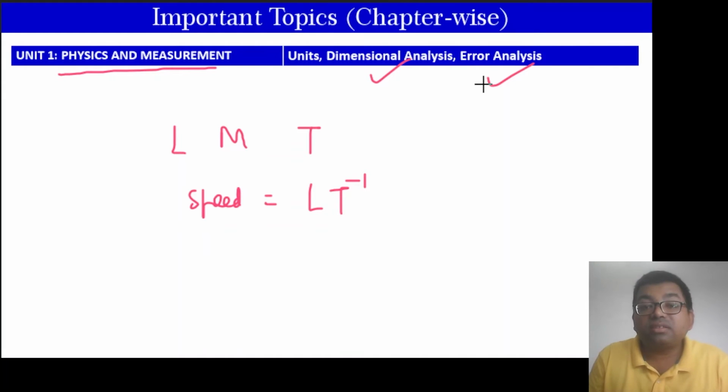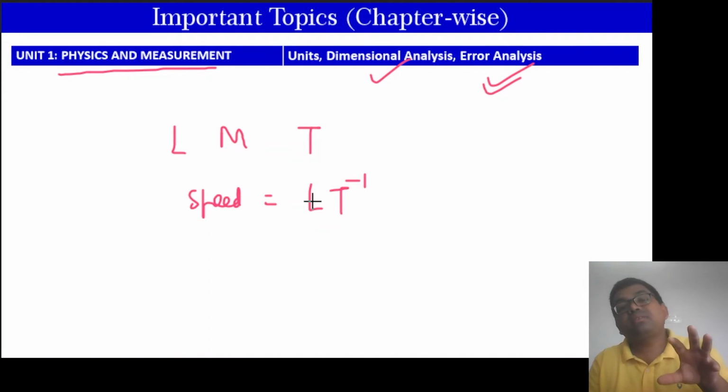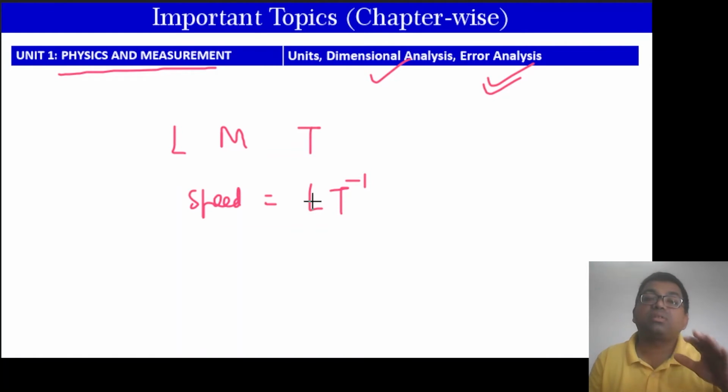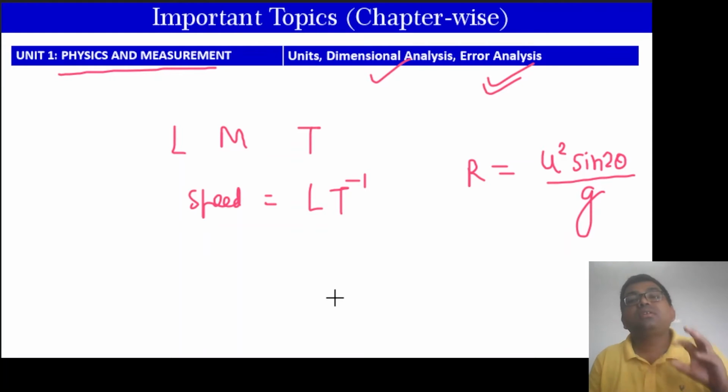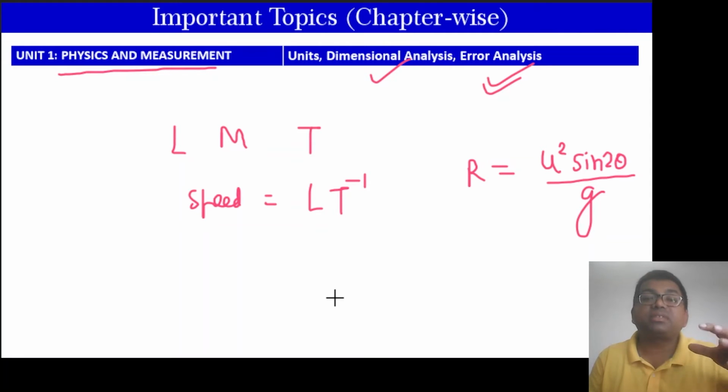In error analysis, generally the questions are from relative error, percentage error, accuracy and all that. But this concept is something which can be applied in any other chapter. For example, I will give you one simple example. Let us say you calculate the range R = u^2 sin 2θ / g, right? If speed changes by 10%, 20%, the range changes, you can calculate the percentage change.